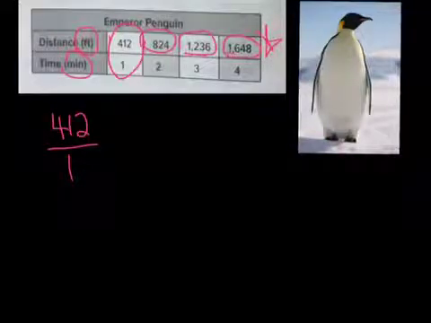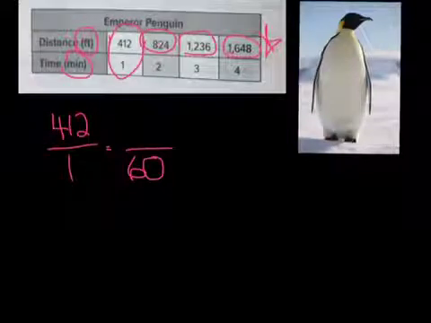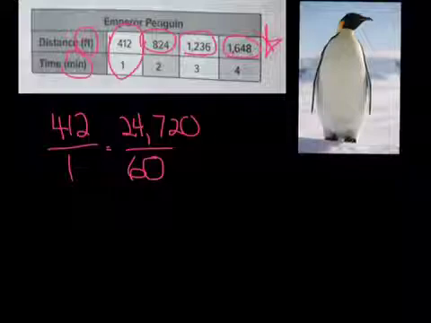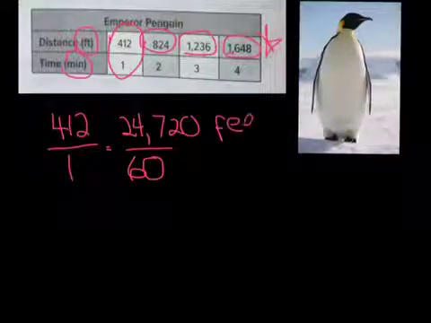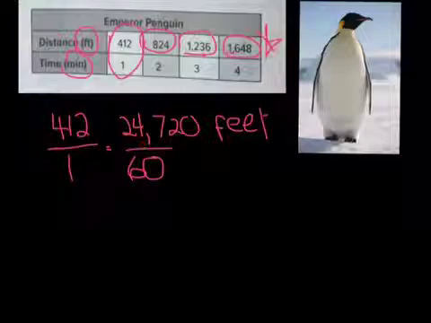If we want to change the minutes to hours, we have to multiply it by 60, because there's 60 minutes in 1 hour. And whatever you do to the bottom, you must do to the top, so multiply 412 times 60. And we get 24,720 feet. Don't forget, these are still feet. That's how many feet we do in 1 hour.